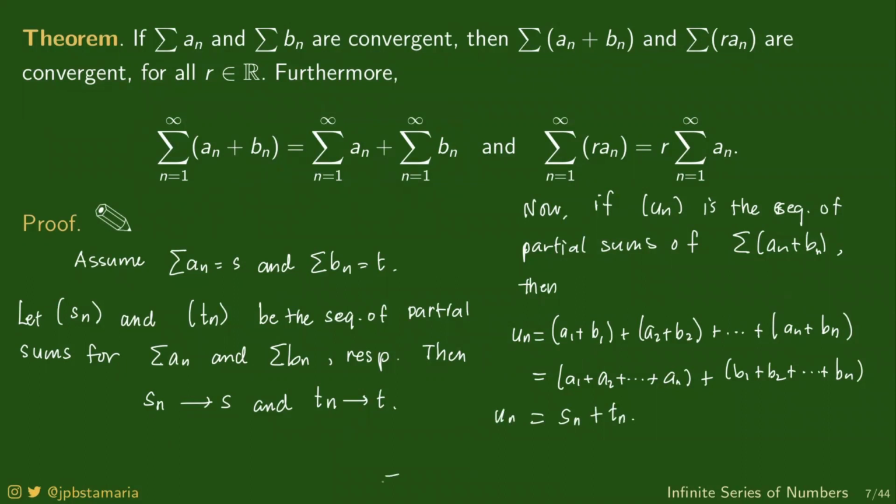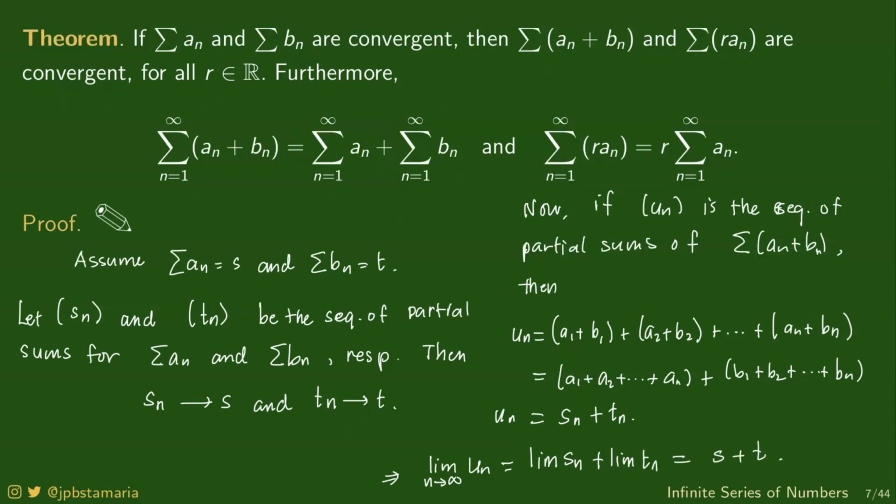From calculus, we know that the limit of U sub n, if it is a sum of two convergent sequences, must be convergent. It's the limit of S sub n plus the limit of T sub n. So the sum is S plus T.